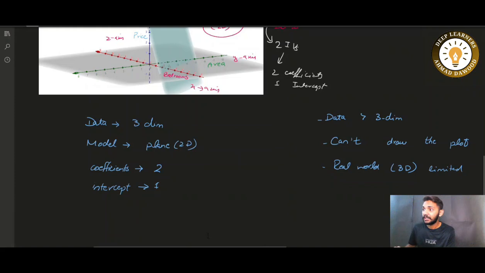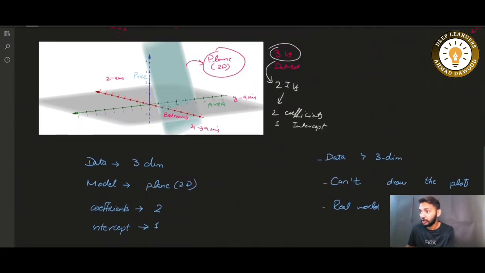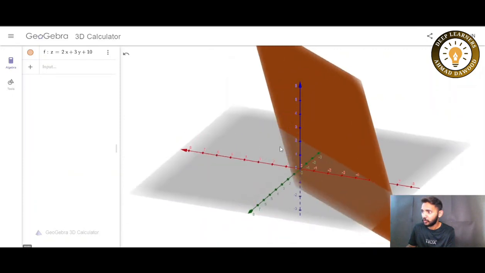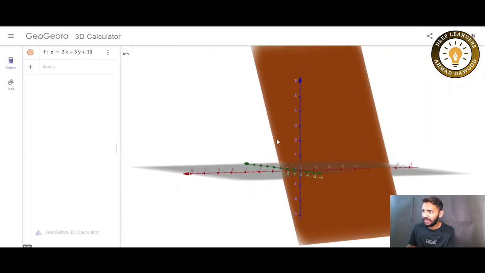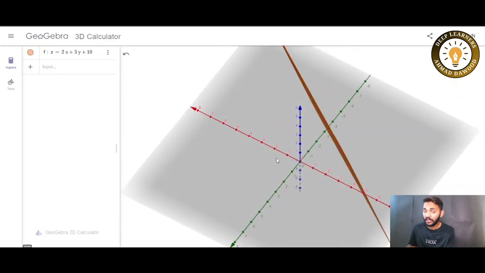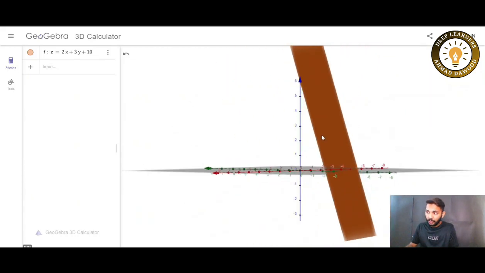I will show you how this two-dimensional plot looks, just to give you an idea. It's just an example. Here you can see our data points are in three-dimensional space. If you are sitting in your room, you can visualize the data points in the space of the room, and the linear model will be like a plane.